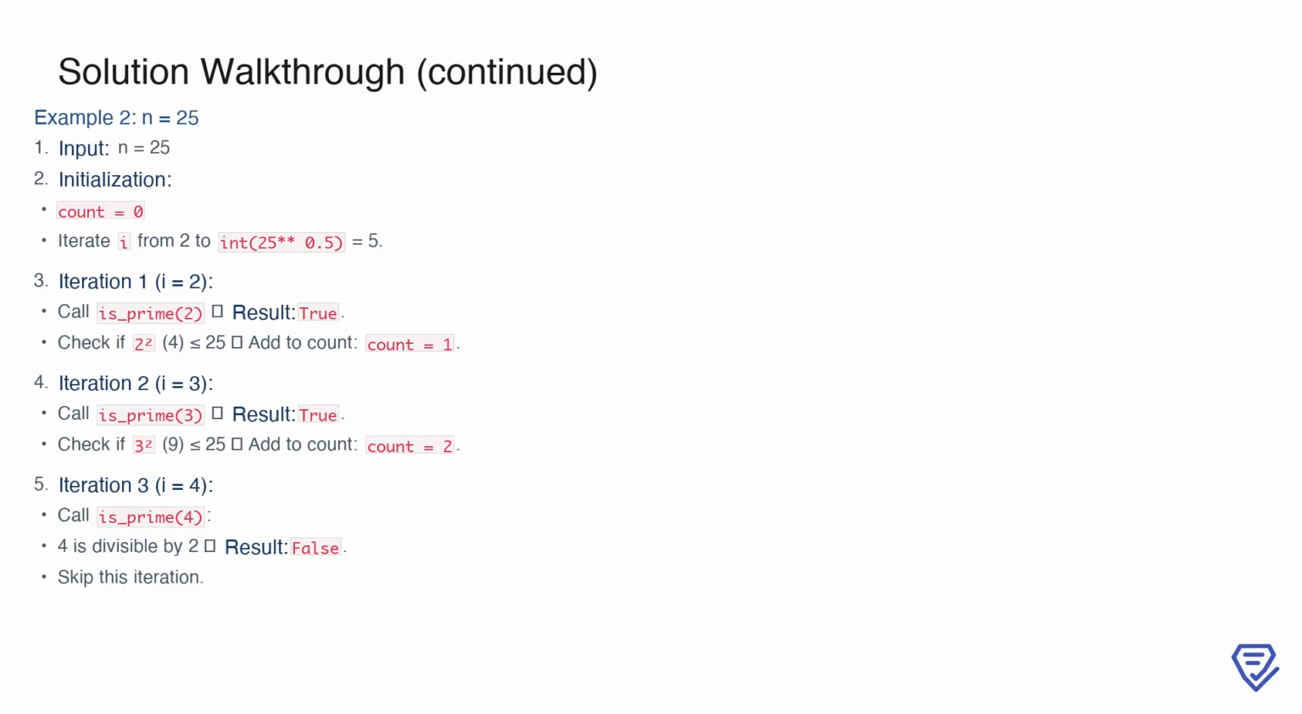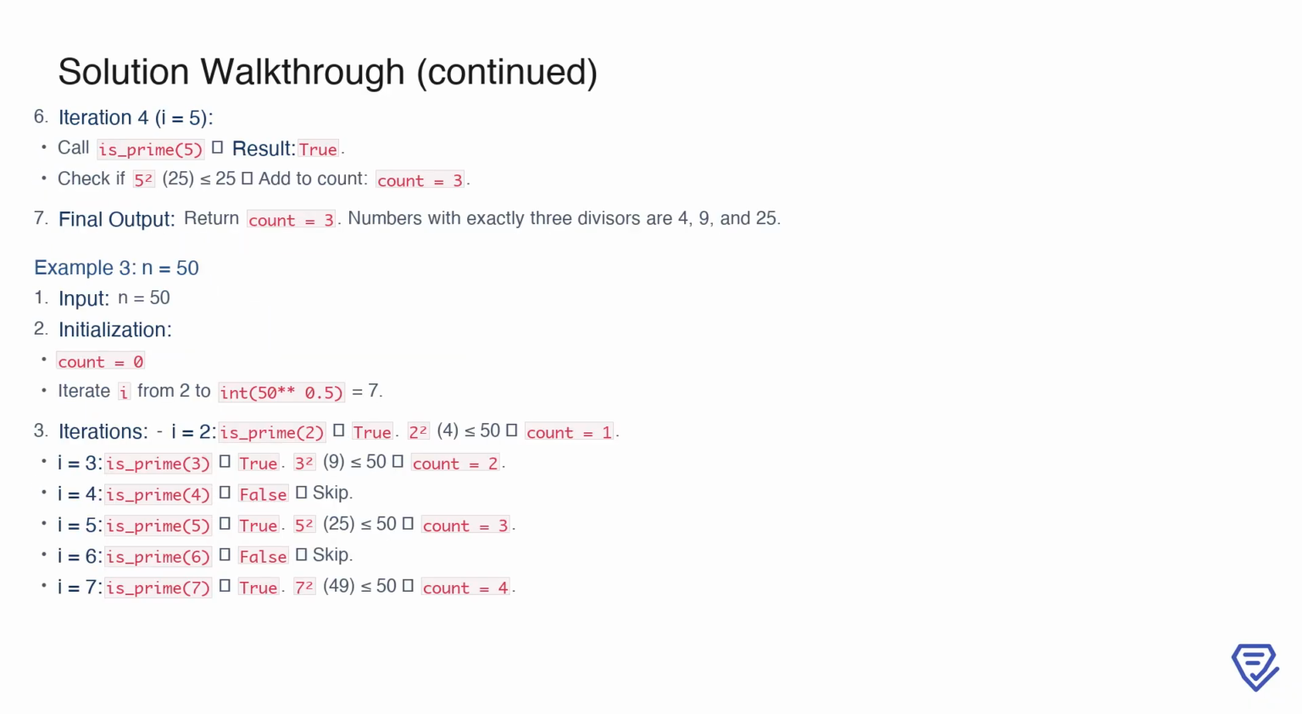For i equal to 4, we check if 4 is a prime number. Since 4 is divisible by 2, it is not a prime number, so we skip this iteration without making any changes to the count. In the final iteration for this example, where i equals 5, we determine that 5 is a prime number. Since the square of 5, which is 25, is equal to n, it satisfies the condition, and we increase the count to 3. After completing all iterations, the final count is 3, corresponding to the numbers 4, 9, and 25, which each have exactly 3 divisors.